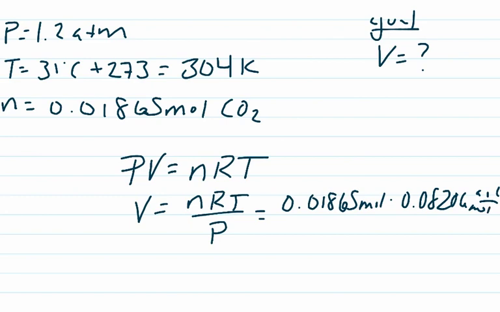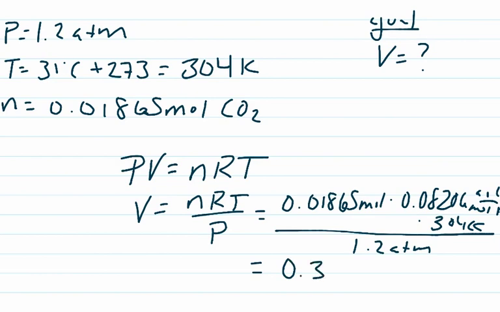Our ideal gas constant is 0.08206 atmosphere liters per mole Kelvin. You can multiply this by 304 Kelvin as well. And then divide the whole thing by the pressure, which was 1.2 atmospheres. We can calculate that all out. It equals 0.39 liters. I'm rounding this to 2 sig figs because our pressure only had 2 sig figs to begin with.